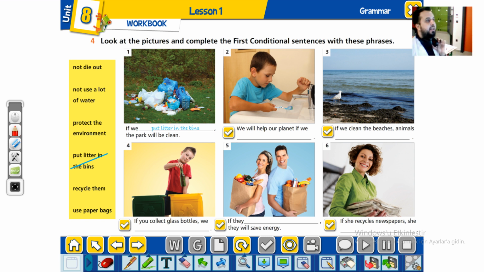The second picture. The child is going to brush his teeth. We will help our planet.